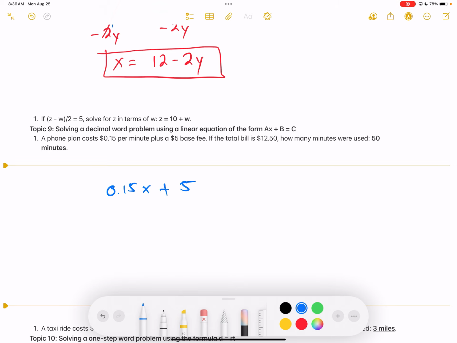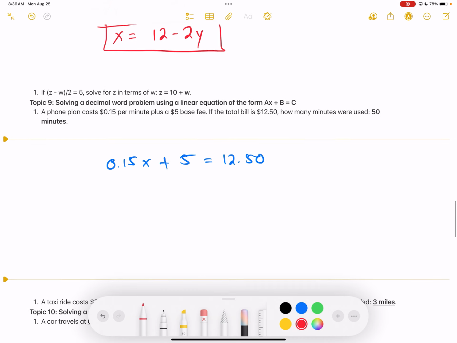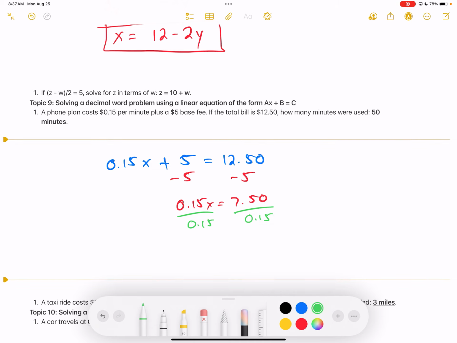So if the total bill is $12.50, I add them up. How many minutes were used? I don't know if there's a way to really think through this one other than just doing it. So solve for x, I subtract 5. And then divide by 0.15. And I'll trust that the AI was correct and the answer is 50. Seems right to me.